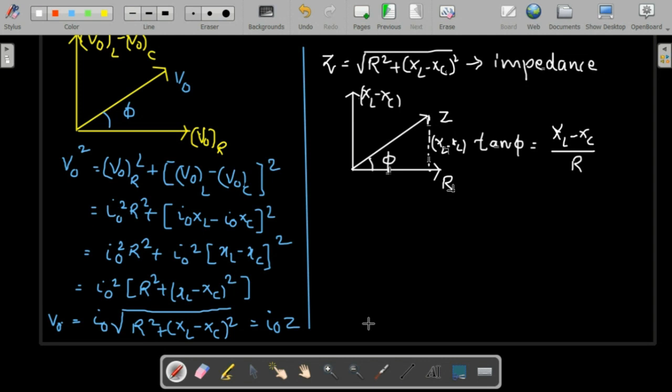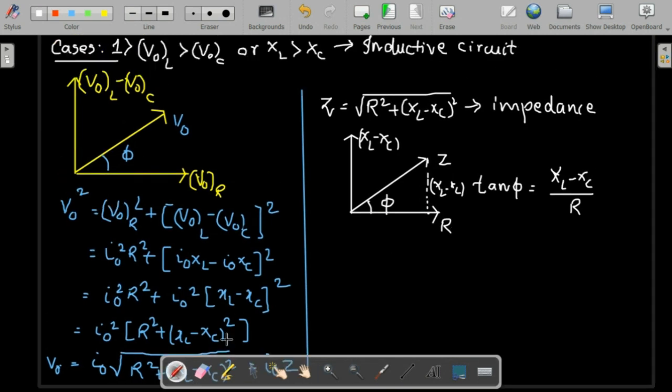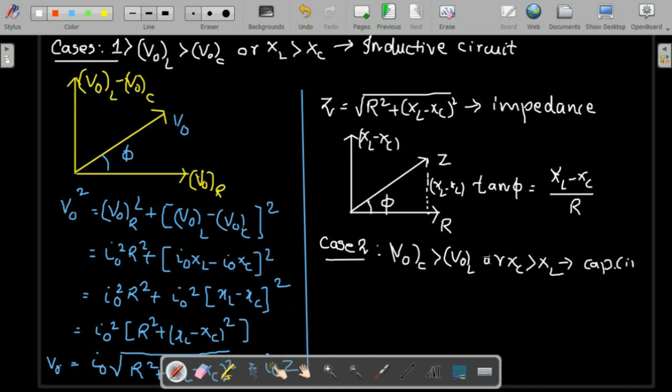The second case is also very simple. Okay. It's just the reverse. We are not going to do it in detail, I think it's very simple here. Case 2 is this V naught phasor diagram. You have to be very careful when you draw. V naught C is greater than V naught L now, or XC is greater than XL. So this is my capacitive circuit now. That is the second case.